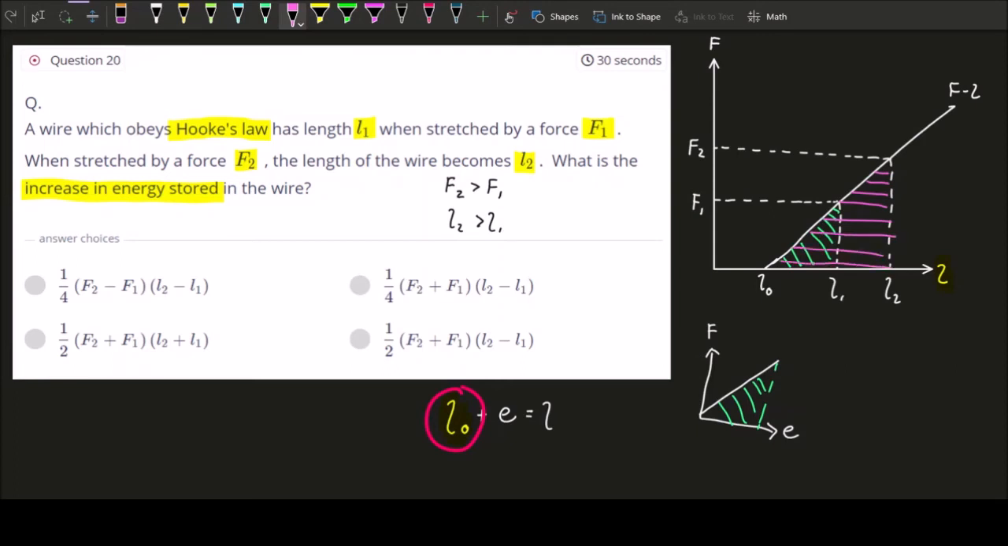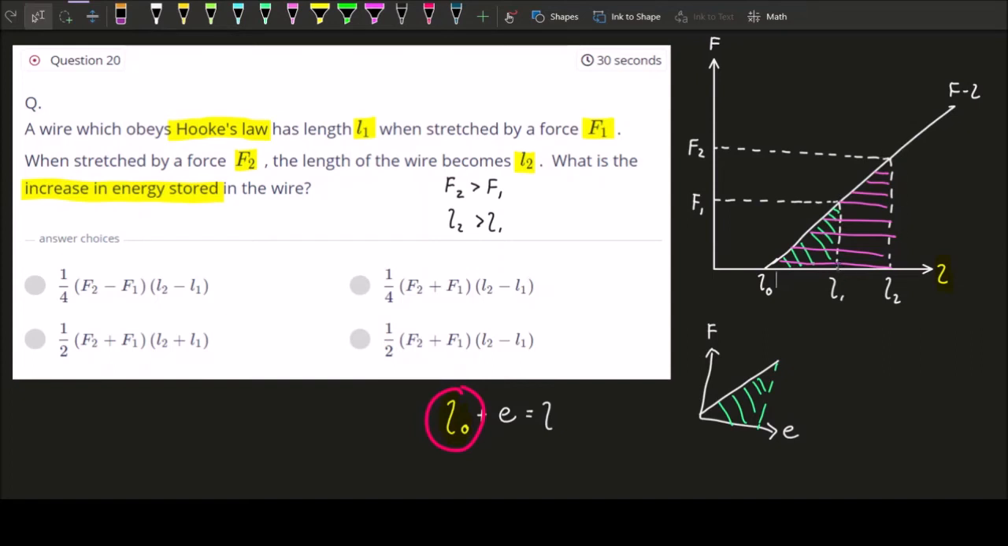This will be the amount of energy stored if the force is F2 and the new length is L2. The final length is L2. So I believe you can see this triangle here represents the original section. This trapezium here represents the increase of energy between the two situations.